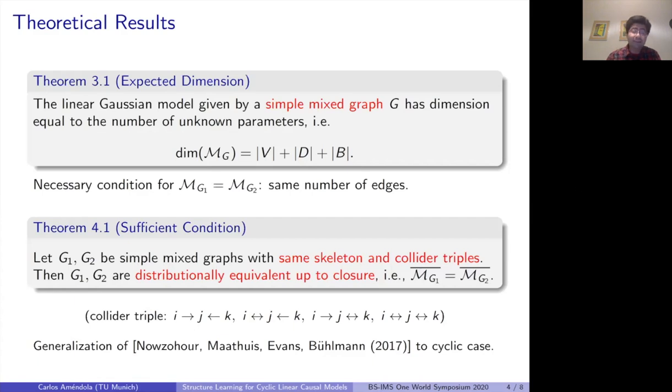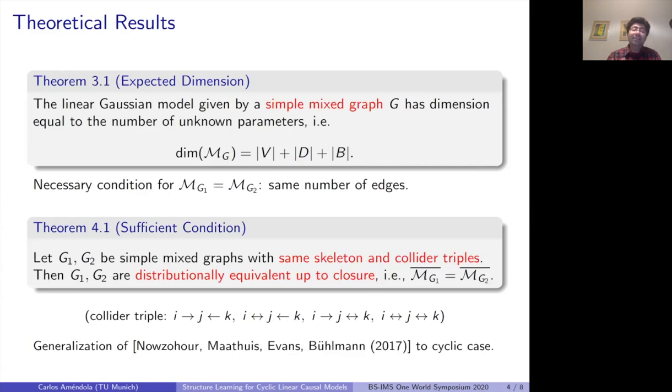One note of caution: this result is not true anymore if we drop the hypothesis that the graph be simple. The skeleton of a graph is the underlying undirected graph obtained by removing all directions from the edges. A collider triple is obtained when 2 arrowheads meet at a node. The sufficient condition theorem states that 2 graphs with the same skeleton and collider triples are distributional equivalent up to closure. So this implies the linear Gaussian models are equal up to a measure 0 set.